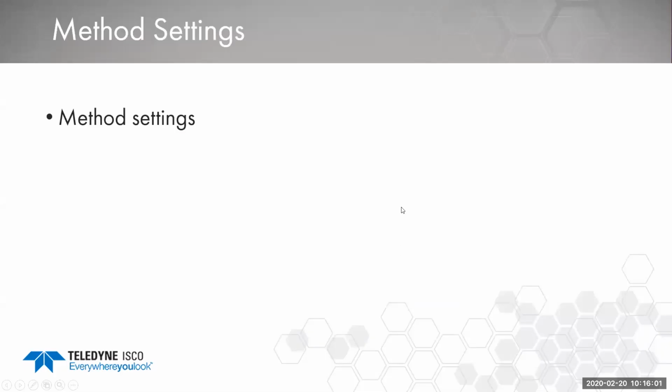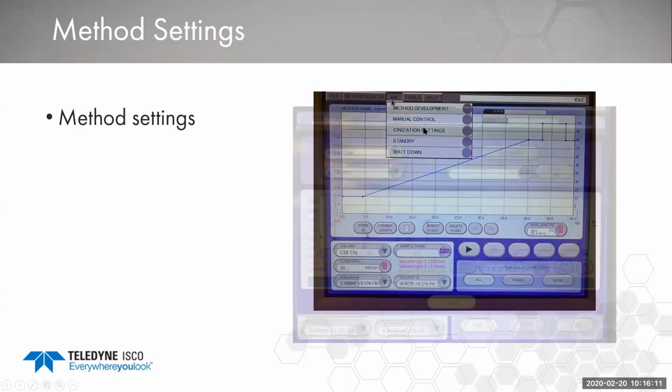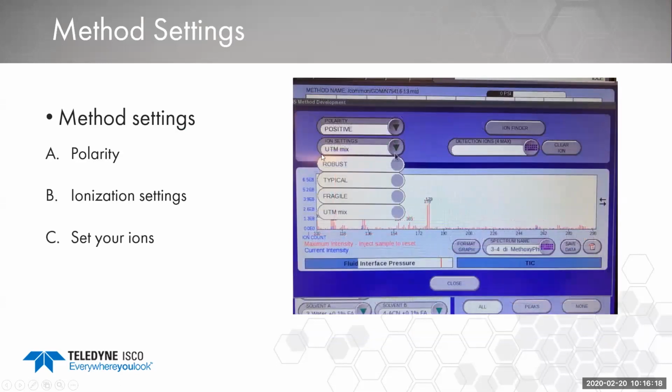So, method parameters. I'm going to go into that a little bit here. If you go under your method development screen, you can do a lot of this, but we can also go into ionization settings, and I'll go into that a little bit later. Right now, if you look at this main screen, you'll see that we can do positive and negative. We can also change our individual ion settings between robust, typical, and fragile. These are the defaults that would come with the system. We can also come over here and choose detection ions, and we can get an ion finder up here if you want to do certain things.